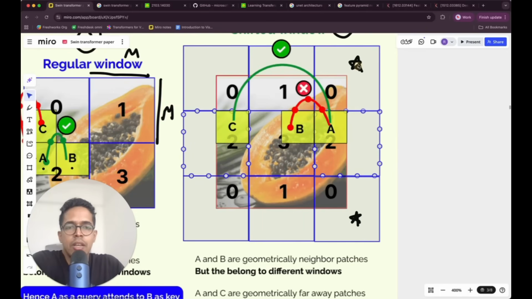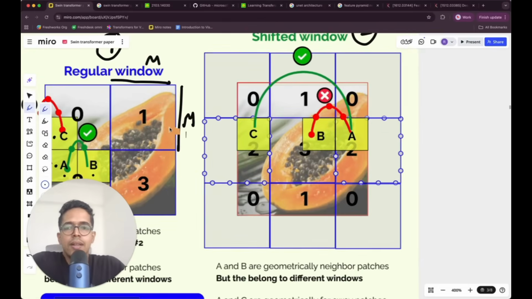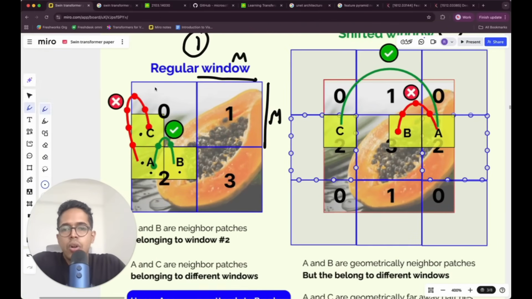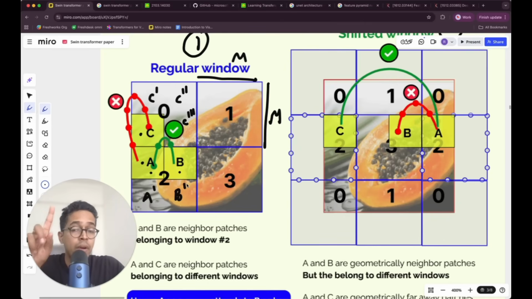Okay, so let me delete this one more time. So what will happen is, here all the patches inside this window had ID 0, right? So if I had patch C, then C prime, C double prime, and C triple prime, I have 4 patches inside this window. All those 4 patches belong to the same window of ID 0. Similarly, here let's say I have A, B, A prime, and B prime. I have 4 patches belonging to the same window of ID 2.